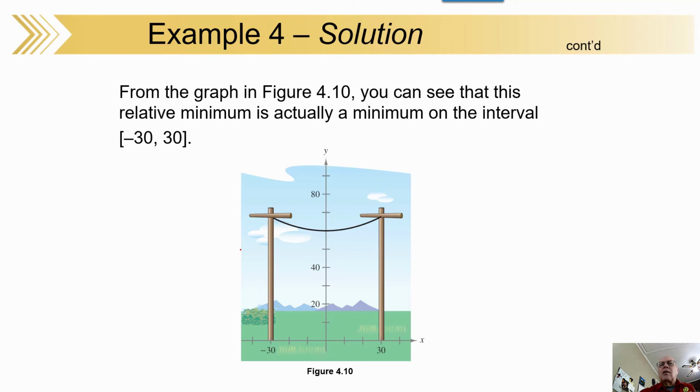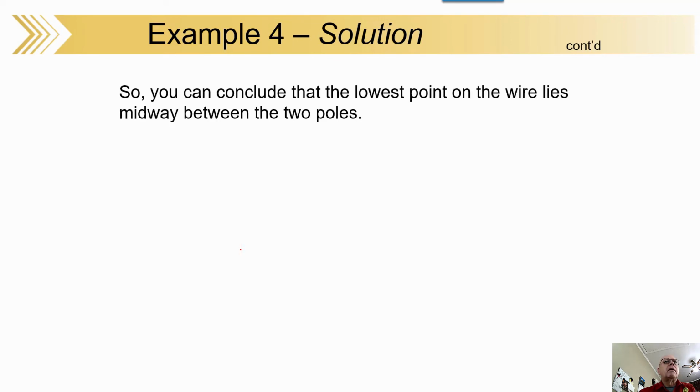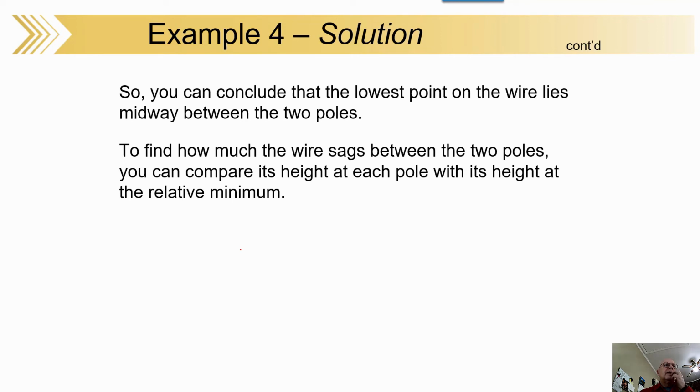And you can see it with this graph overlaid. You can see that it's a minimum on the interval negative 30 to 30. Notice the poles are 60 meters or feet apart, I forget. Let's say feet for the time being anyway. So it's halfway between the two poles. See? Halfway between the two poles. To see how much it sags, compare the height at each pole with the height at the minimum. So first of all, what's the height on one side?